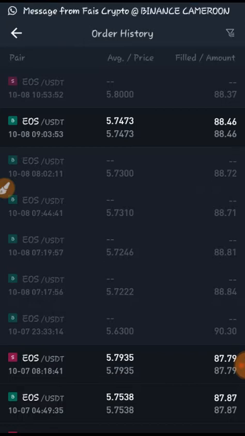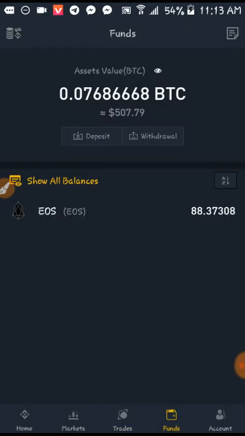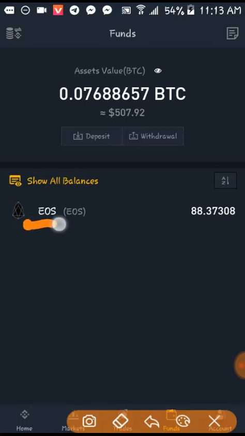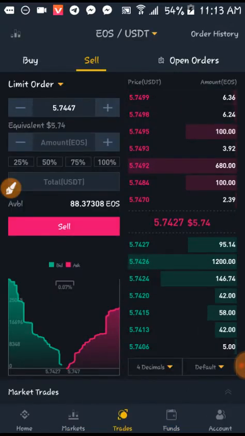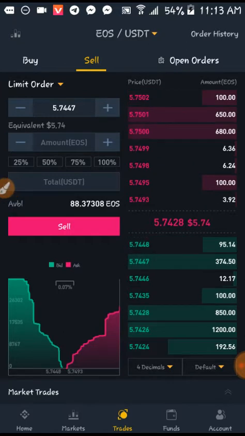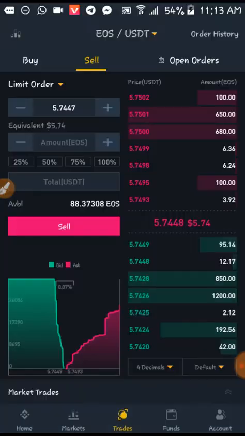So presently I have EOS in my account. You come to funds, and you see here where I'm underlining EOS. You see the amount here, 88.37 and so on, rounded to 88.4. That is where we are. Now we want to sell, so you come to trade, at the middle of the bottom. These are various prices that people are buying and selling at in the market. So I have EOS and I want to sell EOS.